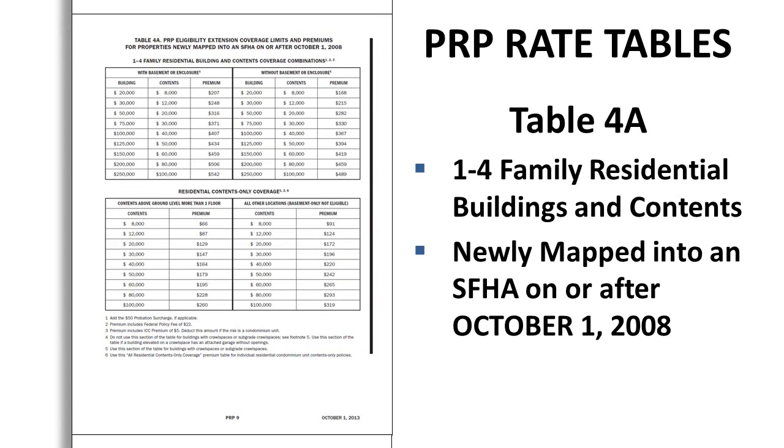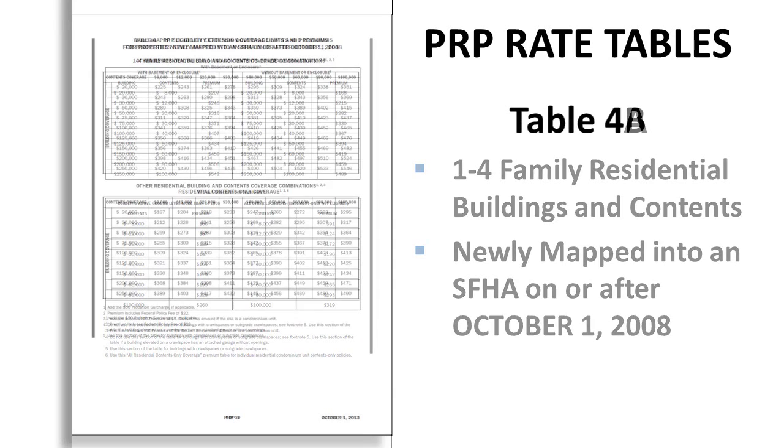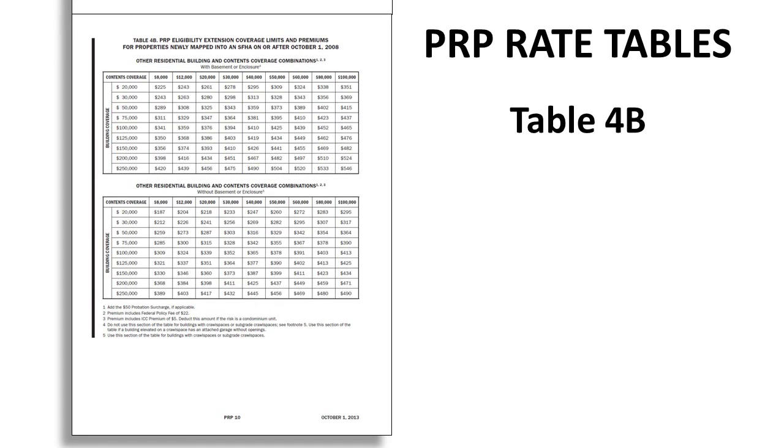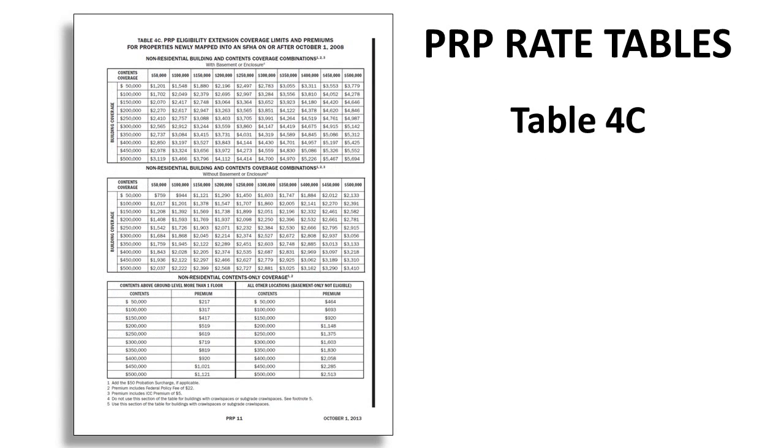Table 4A is for the PRP eligibility extension coverage limits and premiums for those properties newly mapped into the special flood hazard area on or after October the 1st of 2008. Table 4B is for other residential building and contents. And Table 4C is for properties newly mapped into the special flood hazard area, those non-residential building and contents coverage.